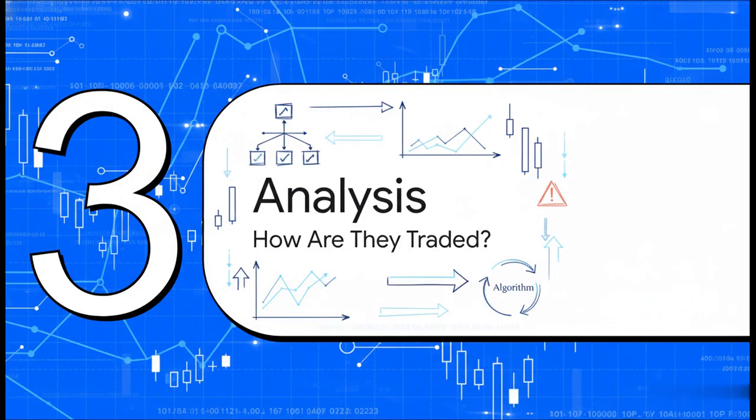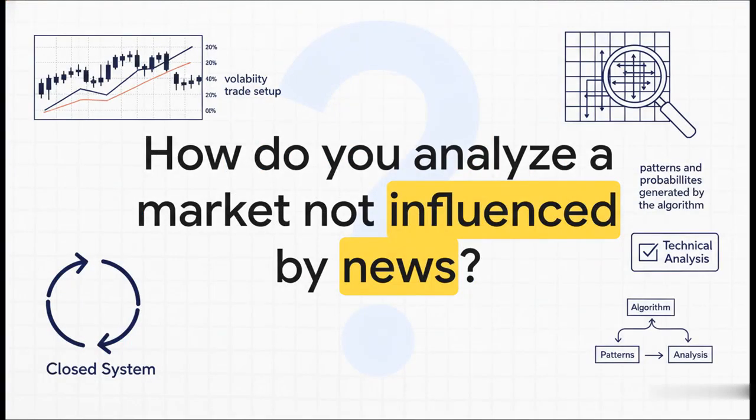Which leads us to a really important question, right? If this whole market is just an algorithm, and there's no economic news or company reports moving the price, how in the world do you even analyze it? Well, the answer is it's all about technical analysis, purely. Remember how we said it's a closed system? That means you can throw out any thoughts about company earnings or big global news events. None of that matters here. Instead, traders are focused only on the patterns and the probabilities that the algorithm itself is creating. You're not trying to analyze the real world. You're trying to analyze the code's behavior.